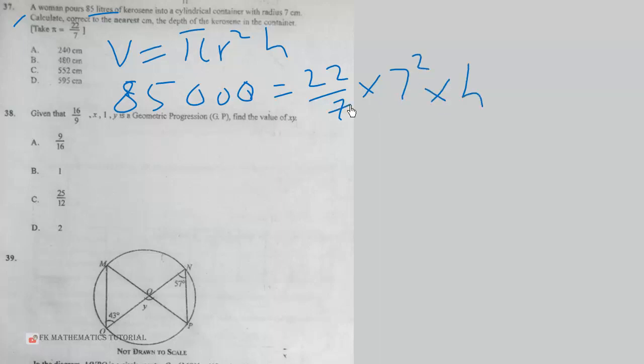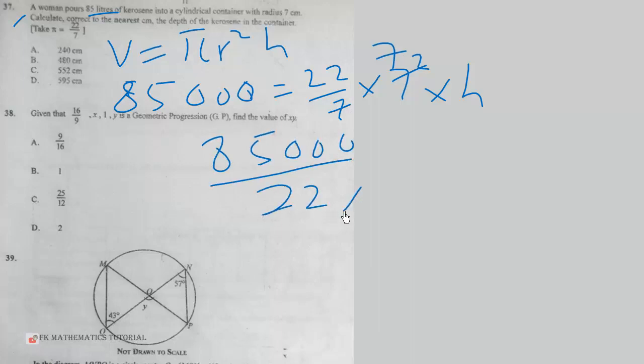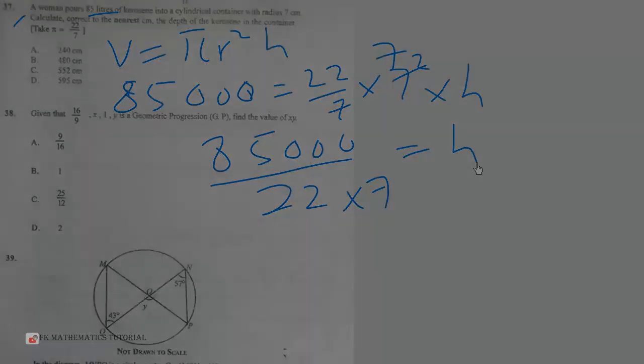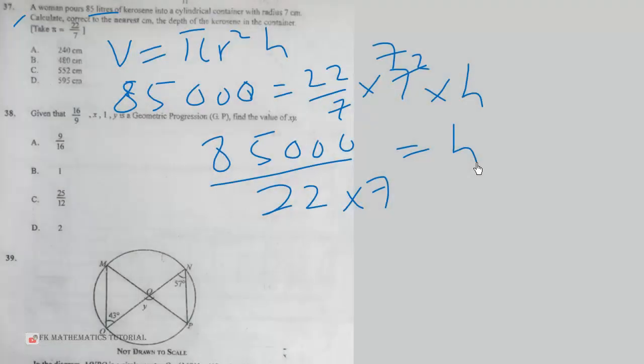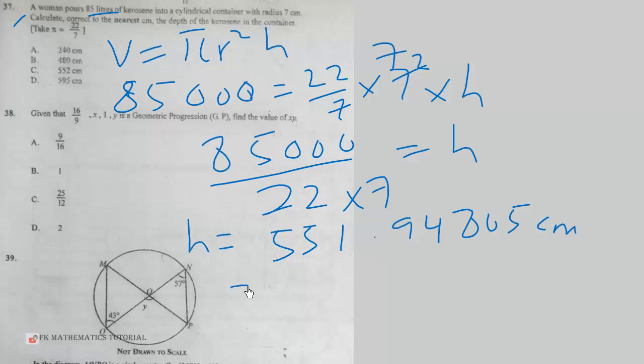So 7 will go here 7 times. So 85,000 divided by 22/7. 85,000 divided by 22 times 7 will give you the height. So the height is 551.94805 centimeters. And this is approximately equal to 552 centimeters. So the correct answer is C.